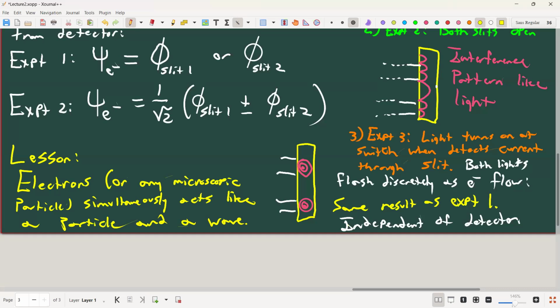So the question you may ask now, we don't quite have the answer to this yet, but this is a question of superposition, right? We've already seen this, right? That the only way for this electron to act like a wave is if it's simultaneously going through slit 1 and slit 2, interfering with itself.